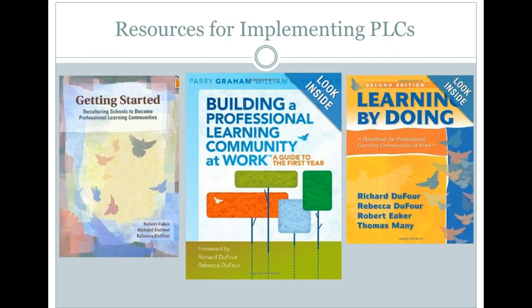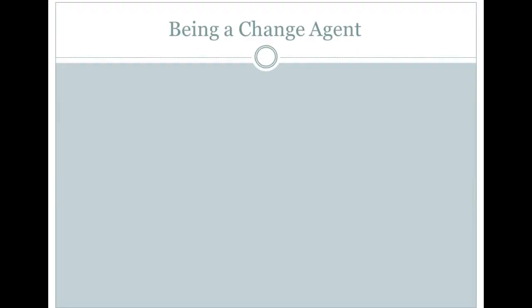And then also is this Learning by Doing, a handbook for professional learning communities at work. This one is also really valuable. It's more broad perspective than at the school level, but they definitely give you more of a process for increasing effectiveness. A lot of information there actually on the formative assessment process, which was interesting. So those are some resources for you as you become a change agent.